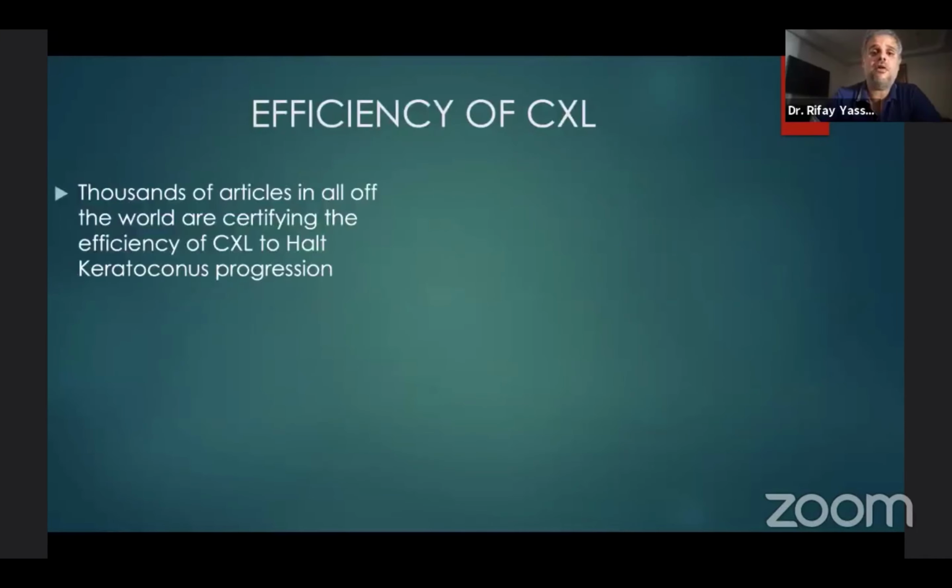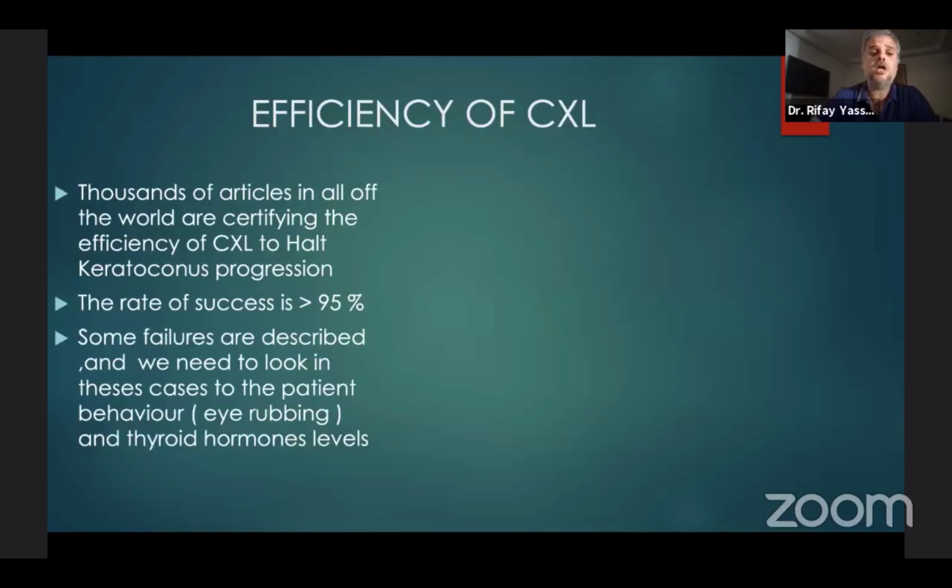As for the efficiency of cross-linking, I think thousands of articles all over the world certify its efficiency in halting keratoconus. The success rate is more than 95%. There are some failures, but when you have a failure case, you have to check the behavior of the patient. If it is an eye rubber, and eye rubbing is not only rubbing, it is pushing, it is the way he is sleeping, face down. And then you have to check the hormone levels, if there is hypothyroidism.